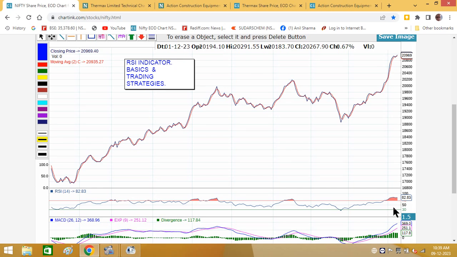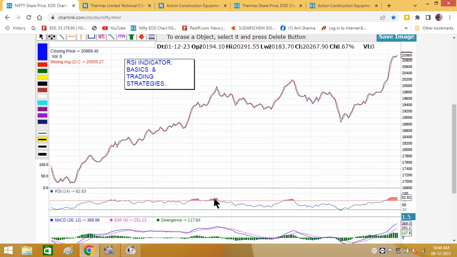RSI cannot be used alone because in many instances it has been seen that once the RSI goes above 70, it remains there for a very long time, as you can see here, and when to sell is a little difficult. So RSI can best be combined with the moving average to get the best top selling and bottom buying.